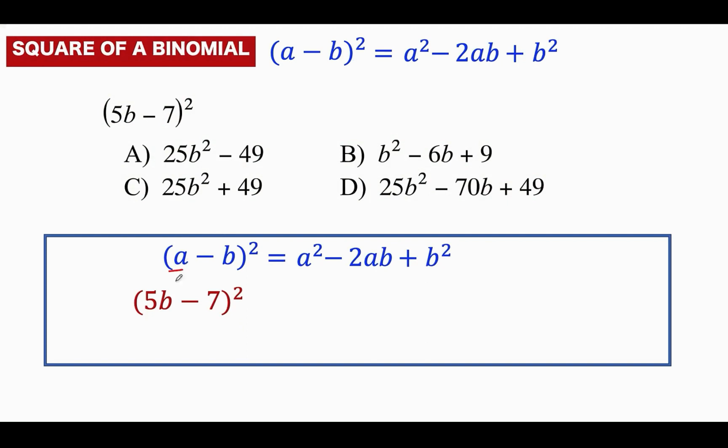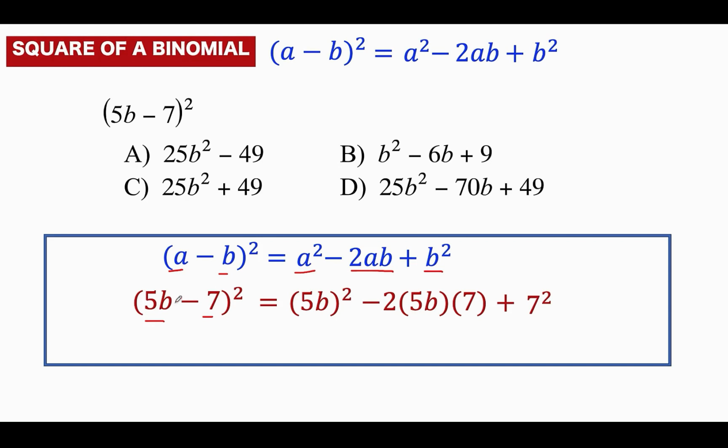Here, our A is 5B, our B is 7. So the formula says you square 5B to get 25B squared, then copy the minus sign, and then 2AB. So 2 times the product of 5B and 7. Notice that the minus is already here. Plus B squared. So 7 squared. Don't confuse with the sign. So this minus sign is here.